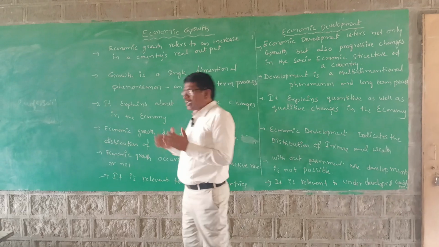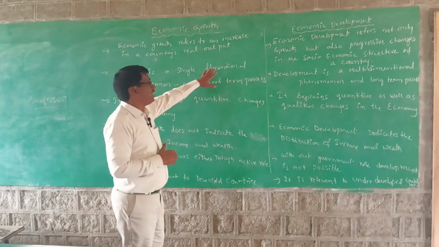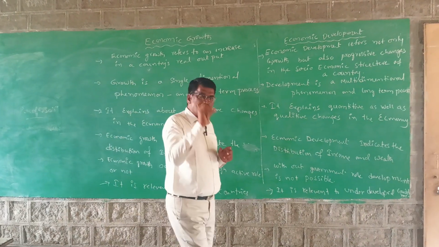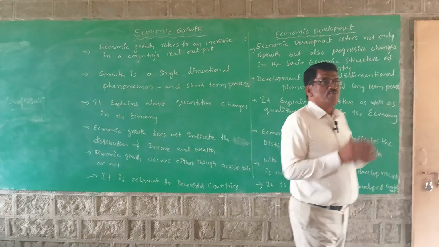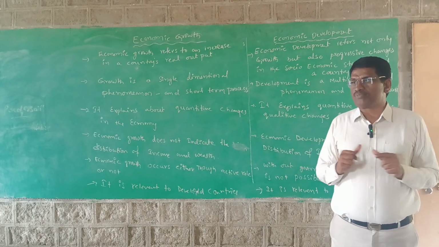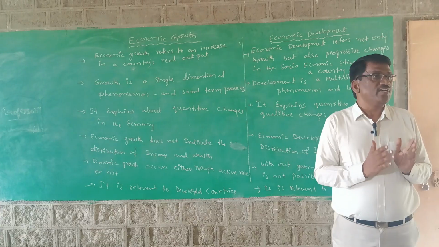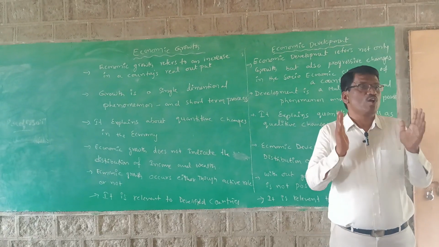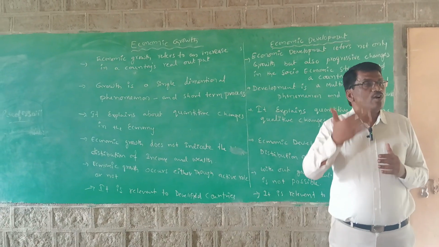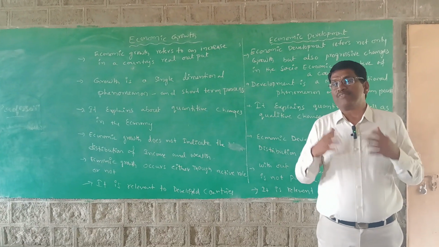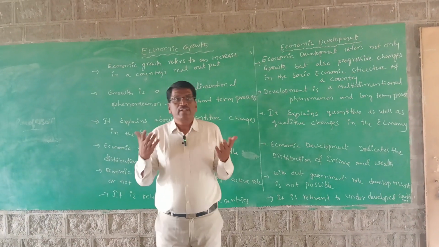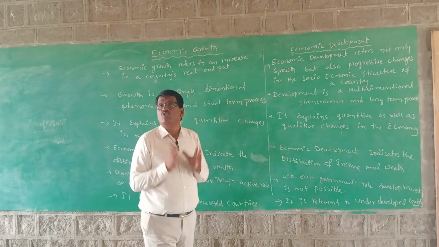And the next point: economic growth is a single phenomenon. That means it's only a one-dimensional concept. When we start and increase the total output of that country, we will achieve our goals. It's a single phenomenon, a single concept. It is easy for developed countries to easily start the activities and achieve our goals. When we achieve our goals, that means increasing the total output, that is called growth only.